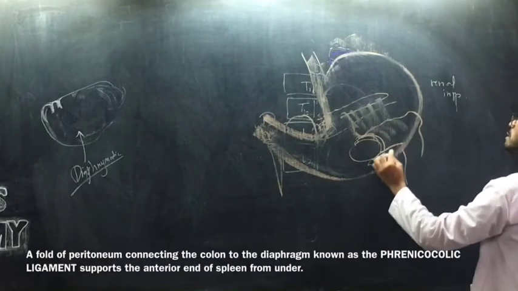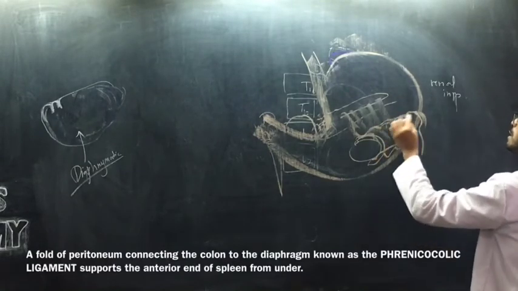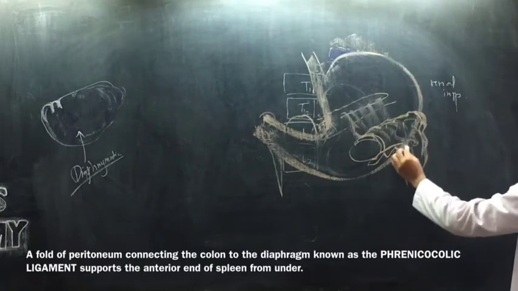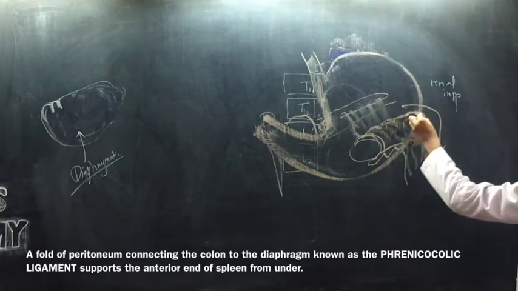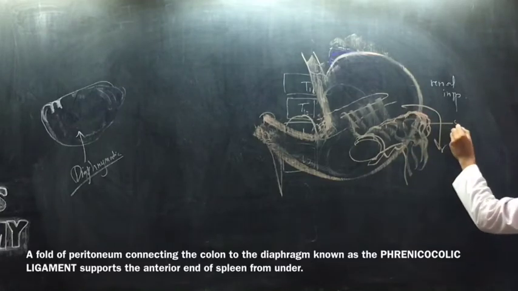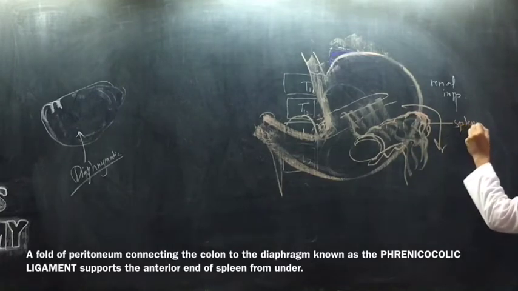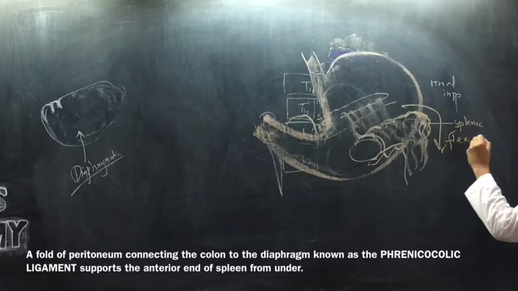the transverse colon, and then it descends down to form the descending colon. So this part over here is essentially known as the splenic flexure of the colon. Okay?